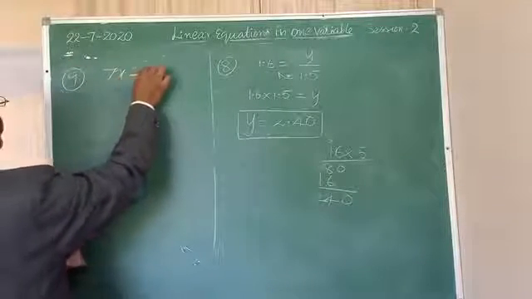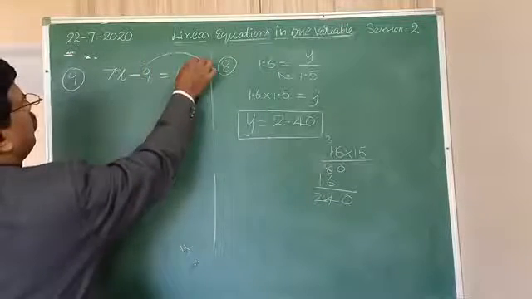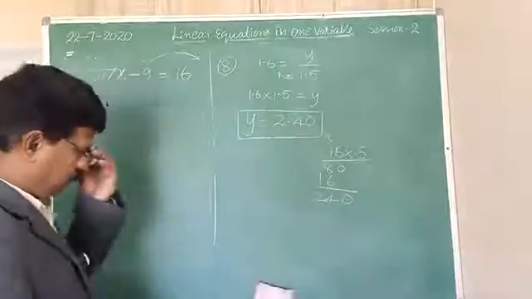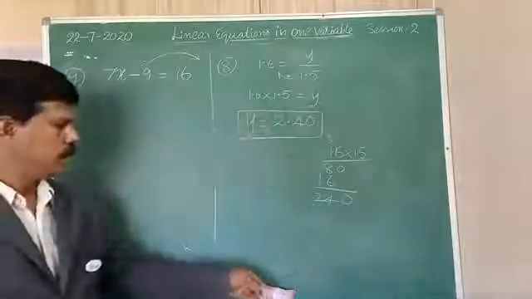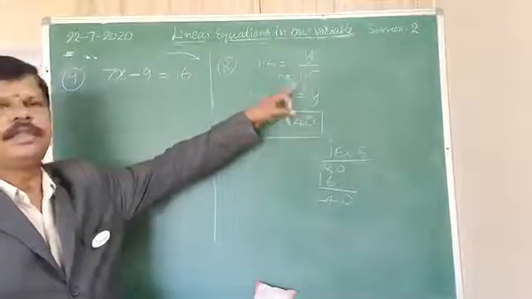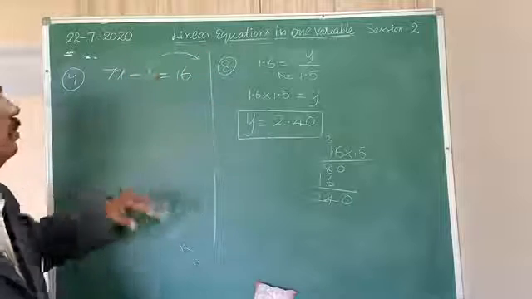7x minus 9 is equal to 16. First thing is transfer this 9. First transfer 9. So here, have you understood this? Shifting of the decimal numbers. Now here, first shift 9 to this side.